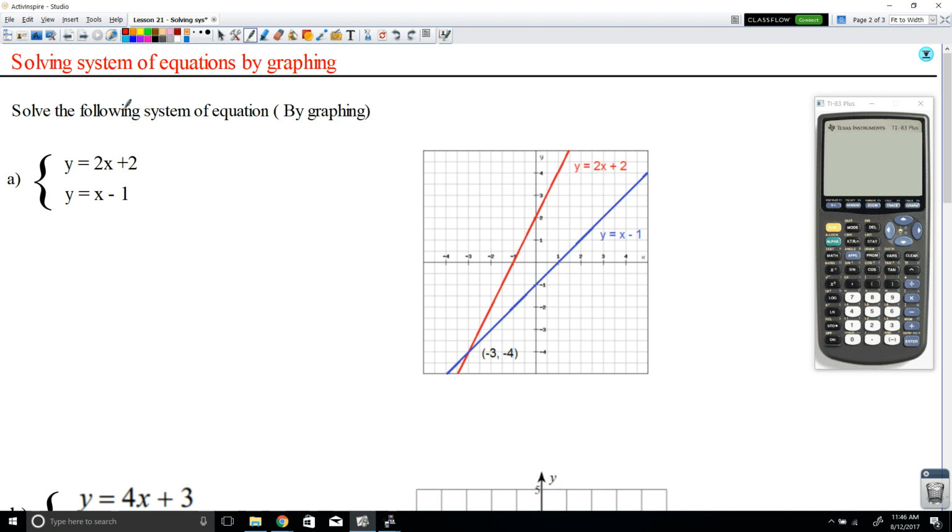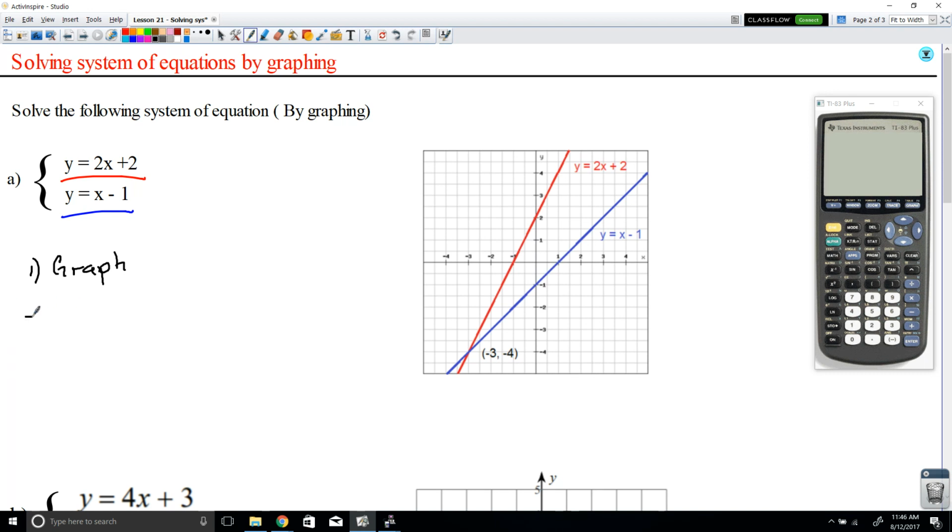The first equation, our red line, is y equals 2x plus 2. If we graph it, we get something like this. And here in blue, we have y equals x minus 1. If you graph this, you get it this way. According to the main idea, first we need to graph, which is already done for us.